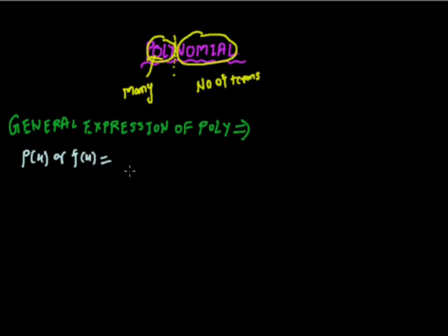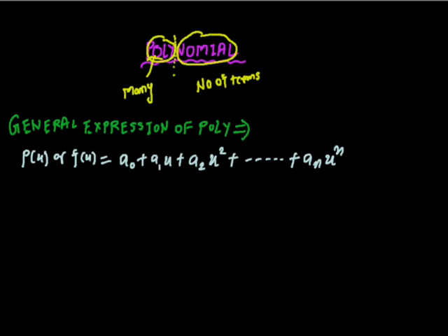Now how can we write the expression? If the terms are a0 plus a1x plus the next term a2 x square, and so on, up to the last term an x to the power n. This is the general expression for a polynomial.